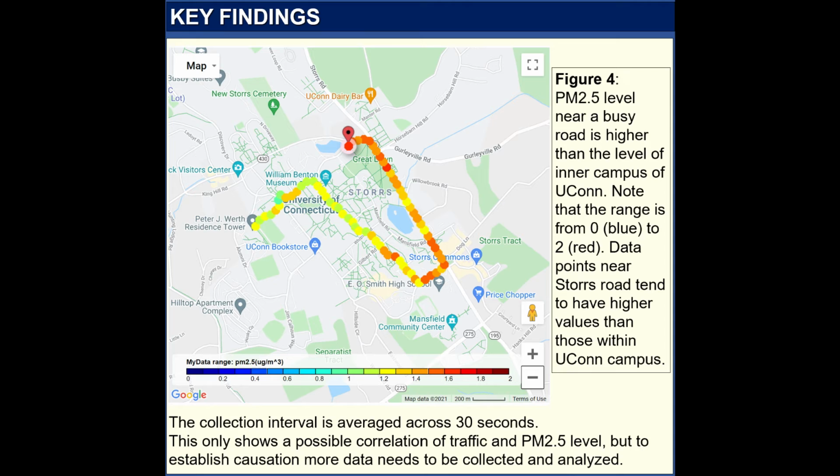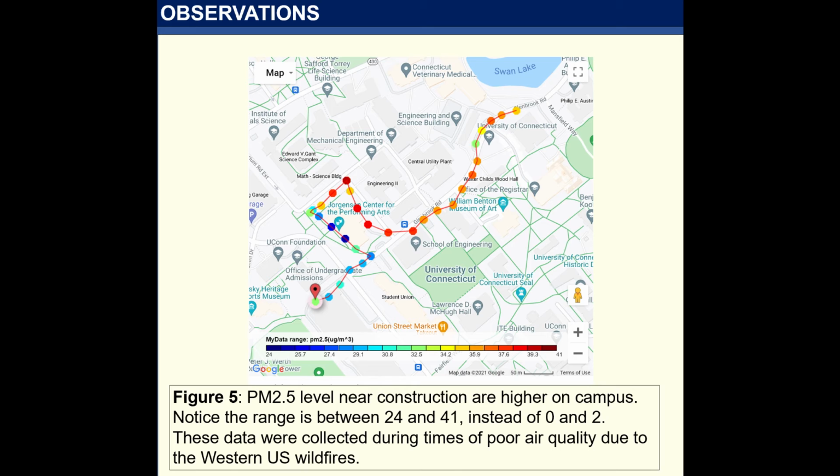It's also important to note that this only shows a possible correlation of traffic and PM2.5 level, and to establish causation, more data needs to be collected and analyzed. Observations. This section is named Observations because these data were collected during times of poor air quality due to the western US wildfires. This means we can't really establish the correlation to any local air pollution source.